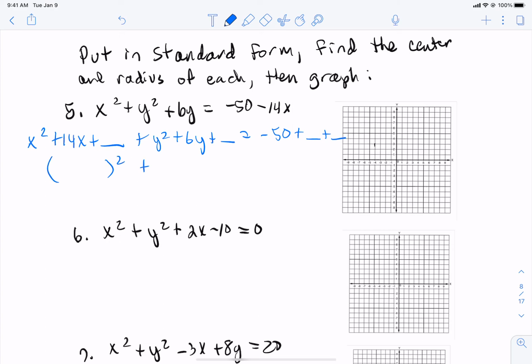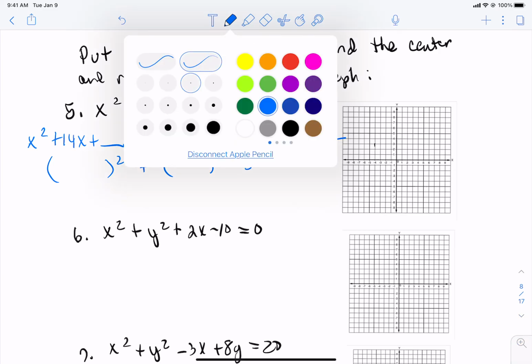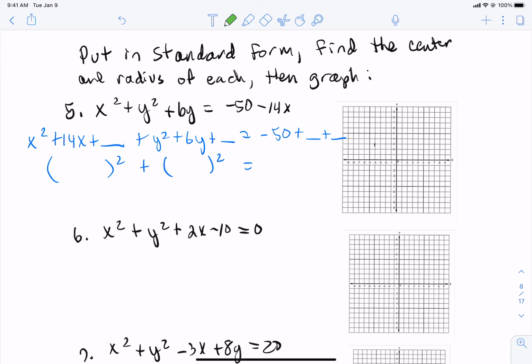Let's put the perfect squares underneath. And let's get started. For the x, this is the key number. Half of that number fills my spot. So half of 14 is 7. 7 squared goes here. And now physically do 7 squared. 7 squared is 49. So put it on the right side.